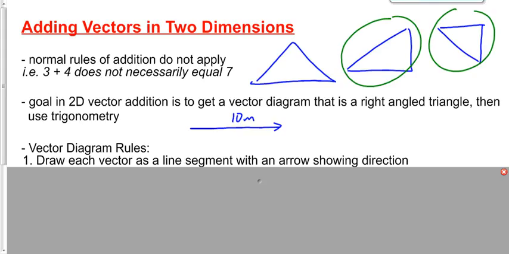If I asked you to show a vector, or draw a vector showing 25 meters per second to the south, then I would draw a vector, a line segment with an arrow on the end of it pointing south, and label it 25 meters per second.